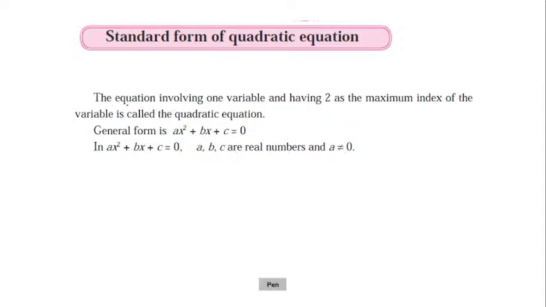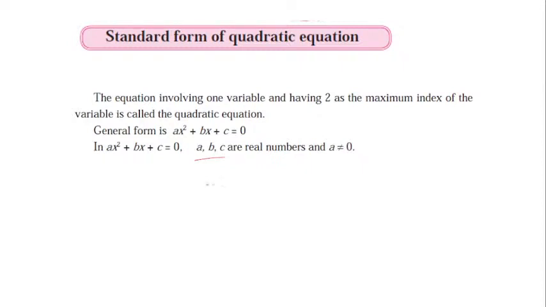So we can define a quadratic equation as an equation involving one variable and having 2 as the maximum index of that variable, and the general form is ax square plus bx plus c equal to 0, where the variable is x and a, b and c are any real numbers. So this is the definition of a quadratic equation.